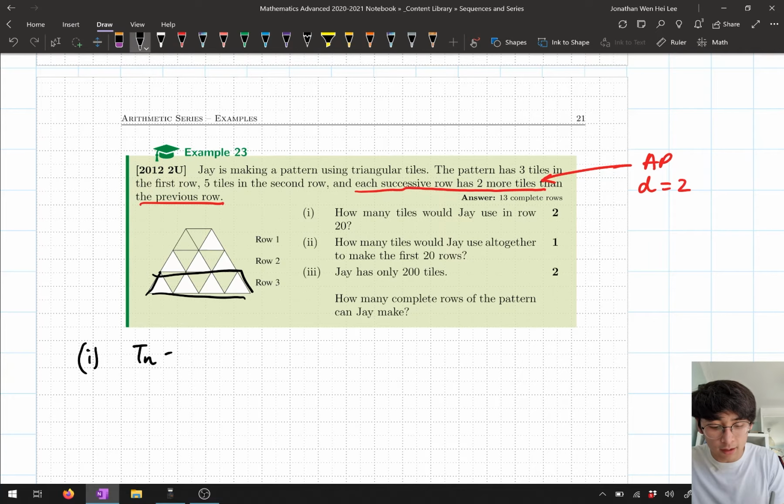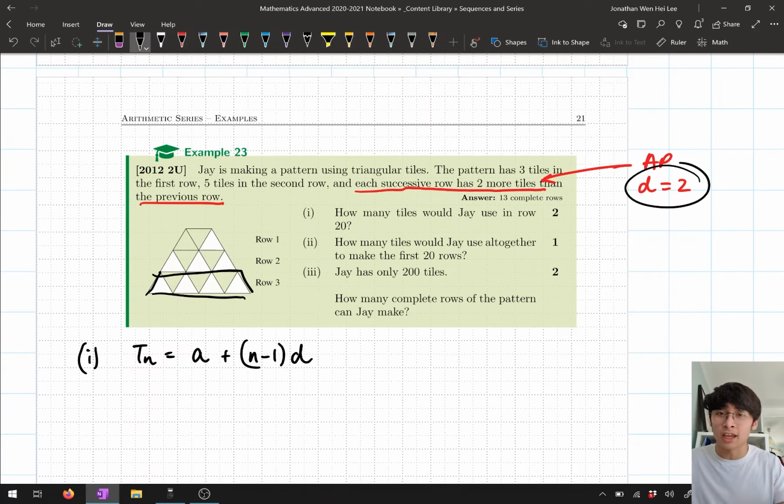So Tn, or our nth term in our arithmetic progression, is just going to be equal to a plus n minus 1 times d. And all we need to do to find the 20th row is figure out, well, first of all, we know what the n value is because that's 20, but we need to find our starting term and our common difference. Now, what I said earlier was that the common difference is 2 because each row gets 2 more tiles.